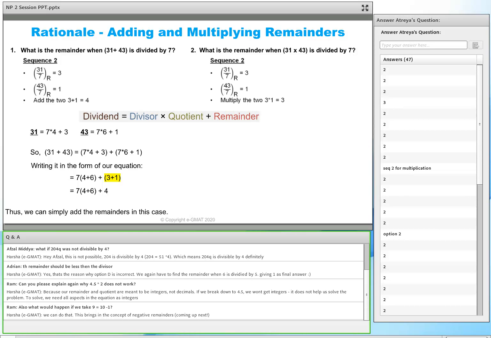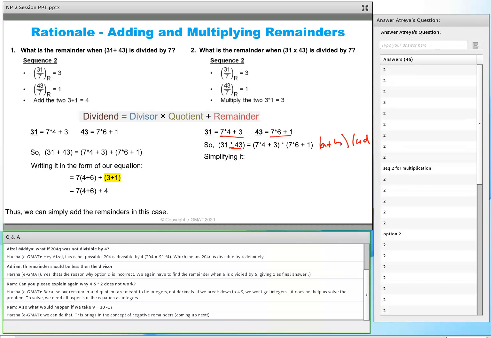The same thing also happens in the multiplication as well. I first write 31, which is 7 times 4 plus 3, then 43, which is 7 times 6 plus 1. Now that I multiply them together, compare this with when I'm multiplying a plus b times c plus d.